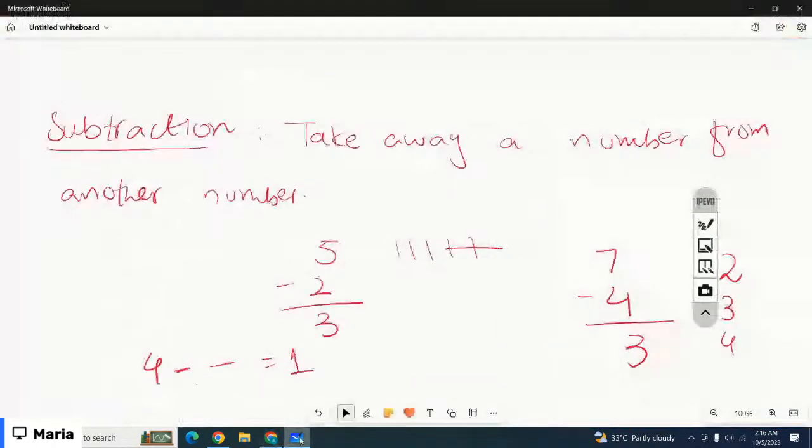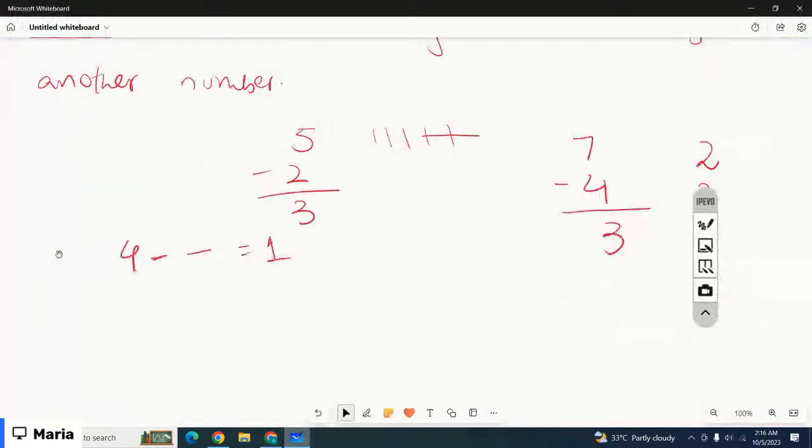Yes, you can use the subtraction facts. If you subtract this number from 4, you will get the missing number, right? You need to do 4 take away 1. 4 take away 1 is 3. That means if you do 4 take away 3, the answer is 1. So basically, you can find a missing number by using the subtraction facts.